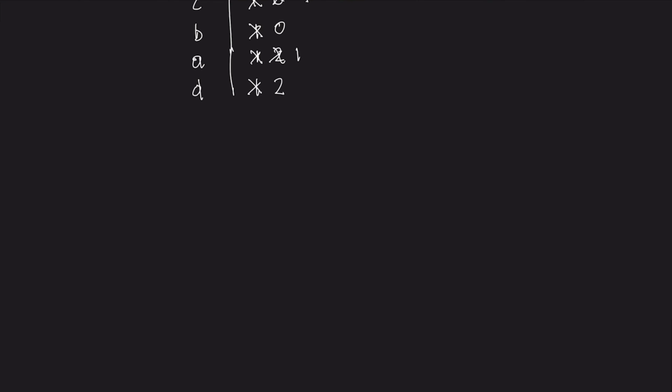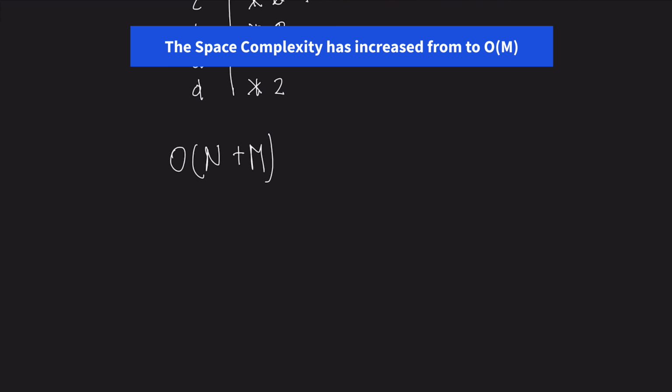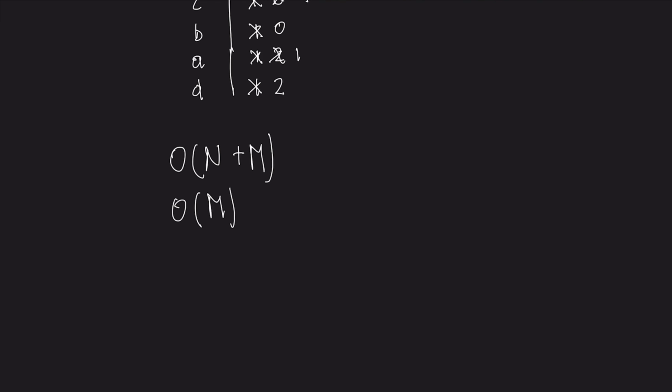The time complexity of this solution is O of n plus m, because we have to process the magazine just once, and we also have to process the note just once. But the space complexity has increased. It is O of m, because in the worst case, if every letter in the magazine is different, we need to store m letters in our map. And that's the better solution for this problem.